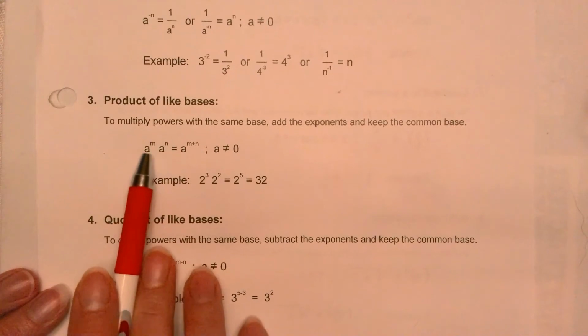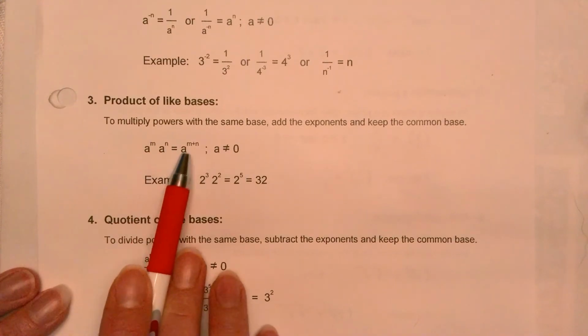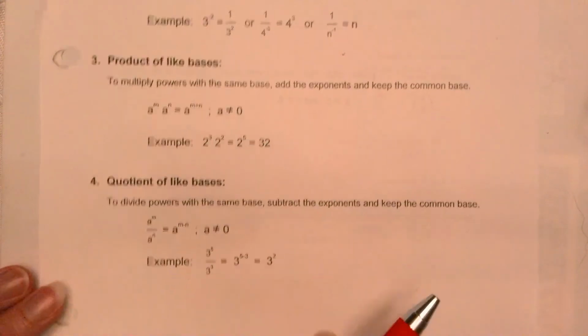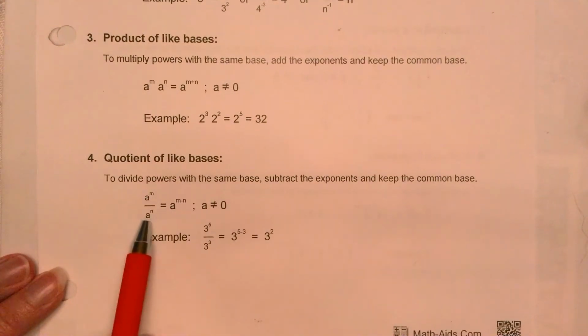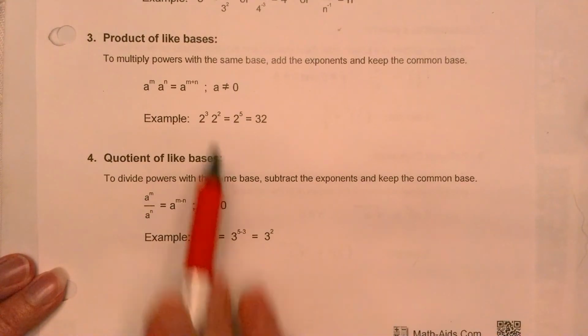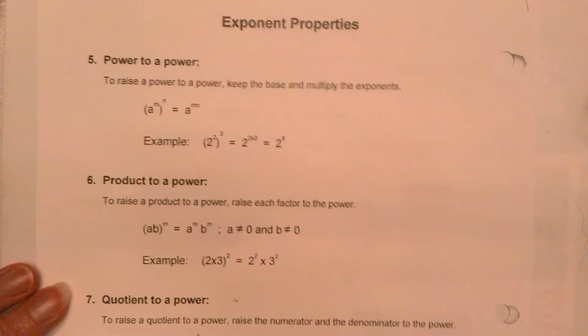All right, product of like bases. Whenever I'm multiplying like bases, I keep the base and I add the powers. And whenever I am dividing, I keep the base and I subtract the powers. Okay, so we have some examples there. We have some other review rules.